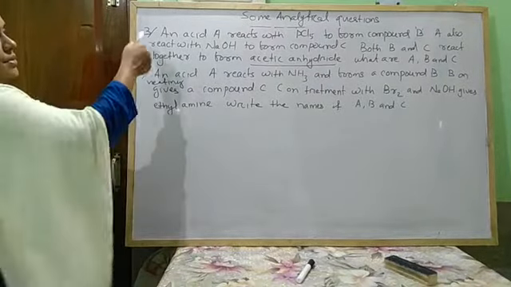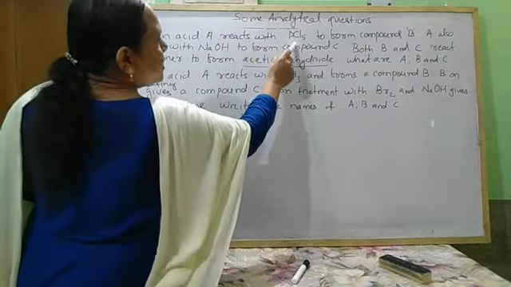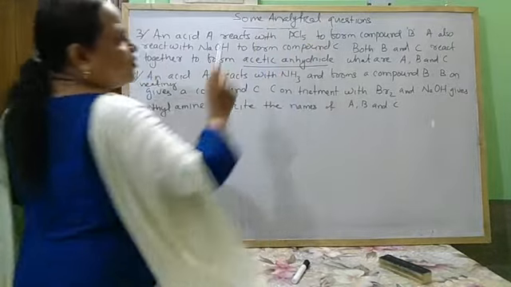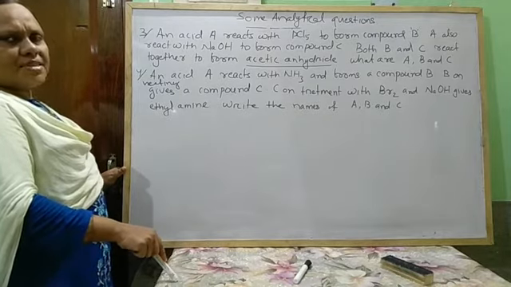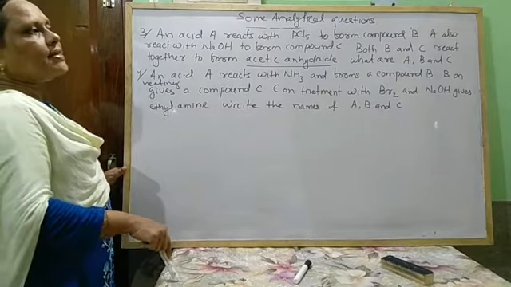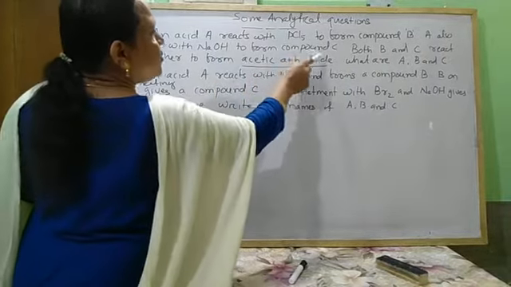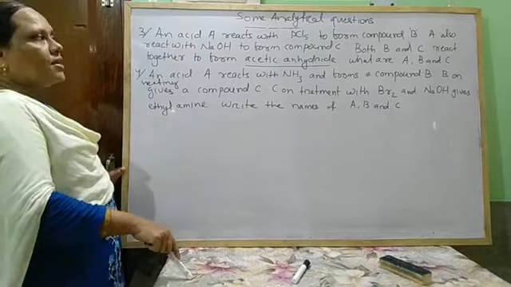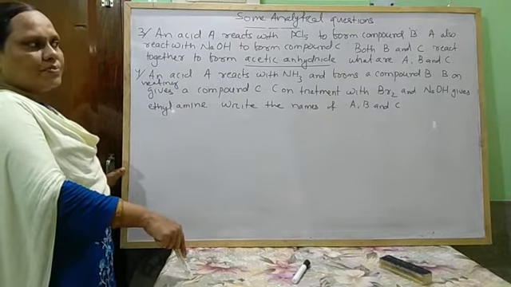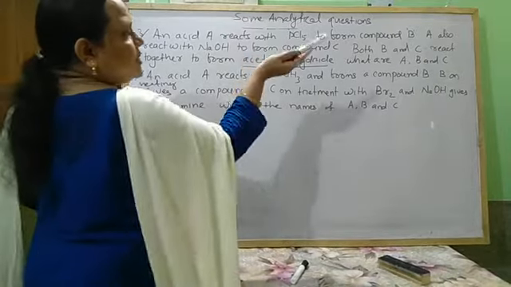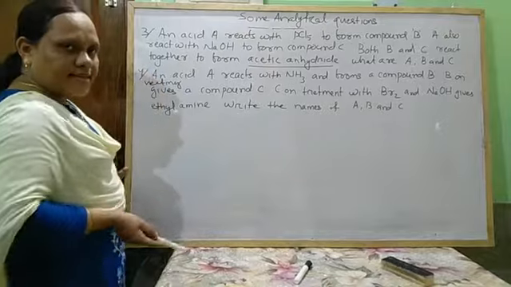Next, come to the next question. An acid A reacts with PCl5 to form compound B. You know, when acid reacts with PCl5, it forms acid chloride. A also reacts with sodium hydroxide to form compound C. So when acid reacts with sodium hydroxide, it forms sodium salt of acid. So when acid chloride and sodium salt react, it forms anhydride.